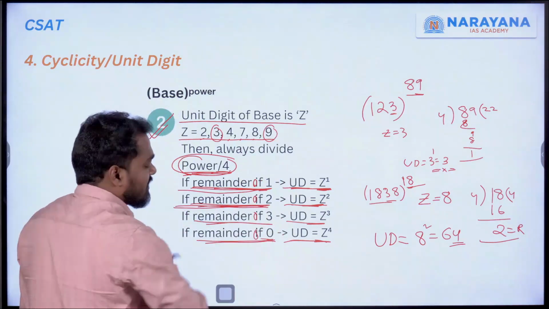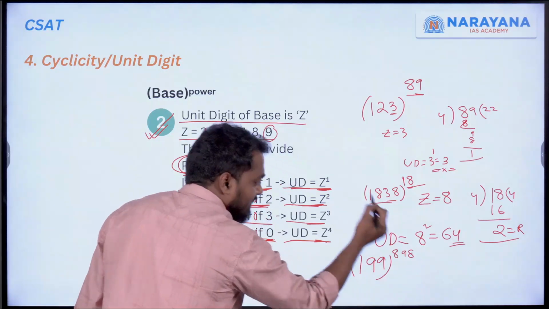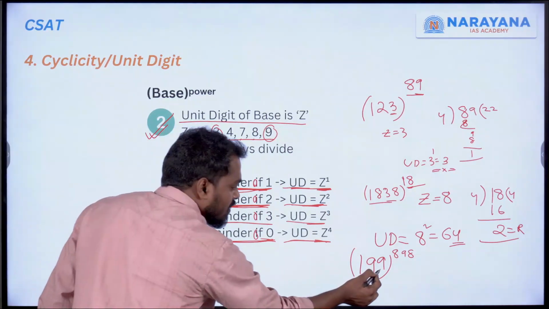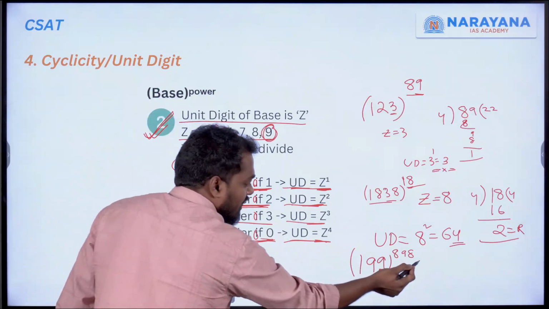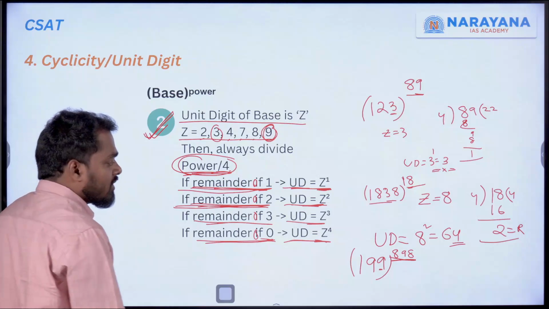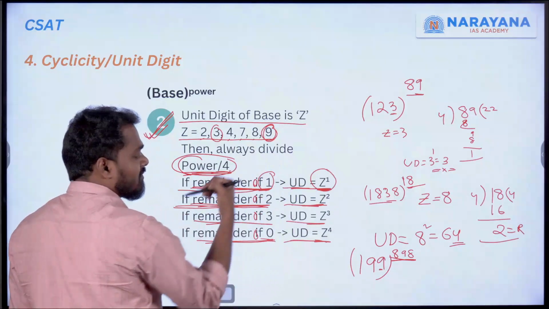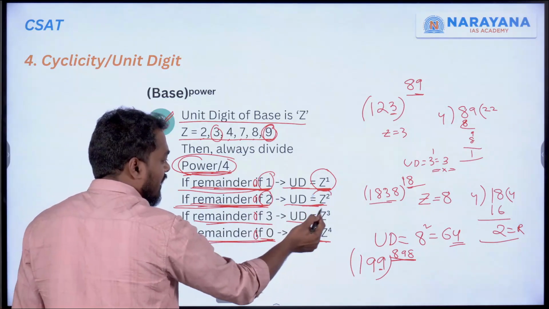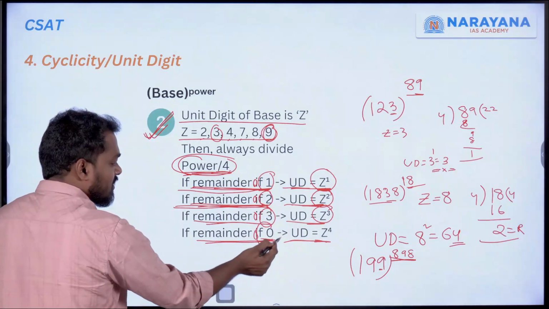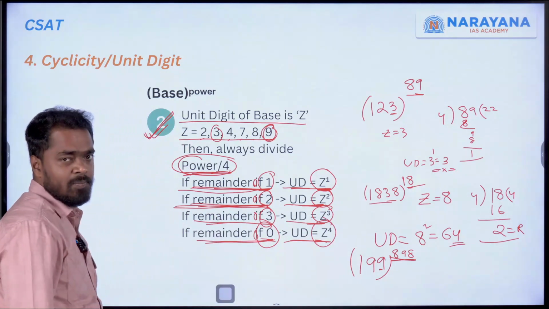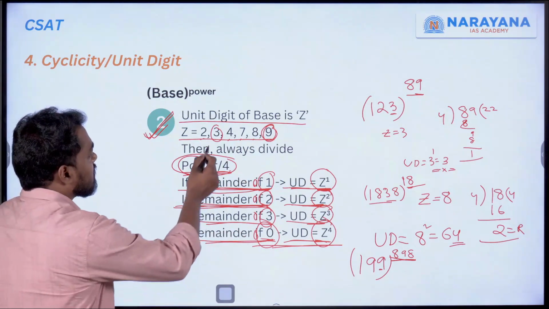Similarly, even if it is 9, for example 199 to the power 898, always consider the unit digit of the base. If it is 9, you have to apply the second rule. Divide 898 with 4 and take the remainder. If you are getting a remainder of 1, your unit digit is z to the power 1. If 2, z square. If you are getting a remainder of 3, z cube. If it is 0, then z to the power 4. So this is how we find the unit digit in these cases.